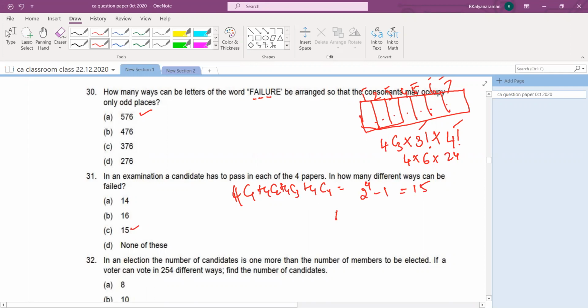The formula is NC0 plus NC1 plus NC2 up to NCN. This is 2 power n. But because this is 1, this plus this will be 2 power n minus 1.